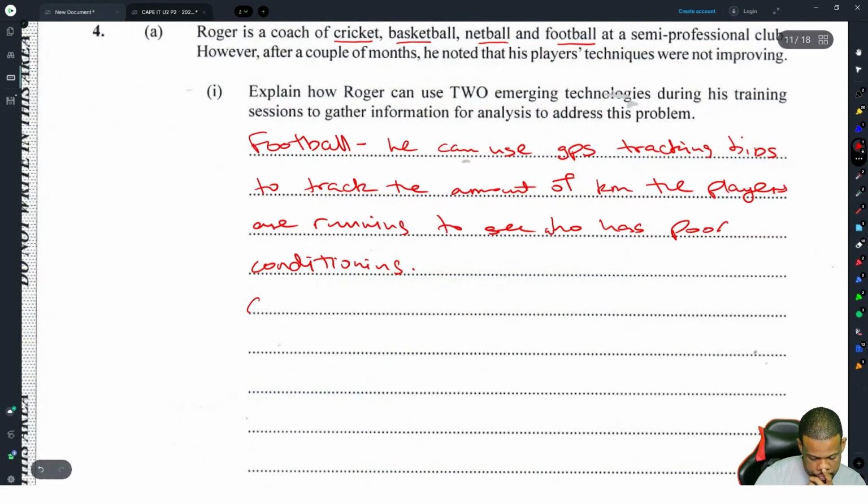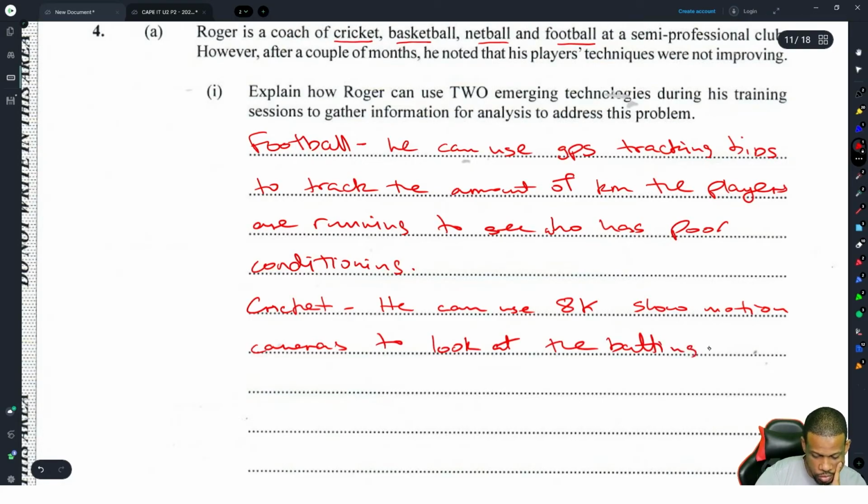Cricket. He can use 8K cameras, 8K slow motion cameras to look at the batting slash bowling form of players to make minor adjustments.